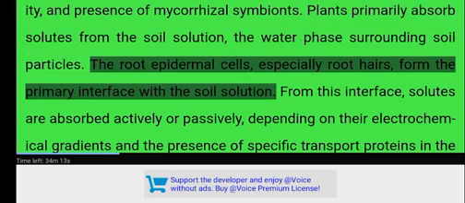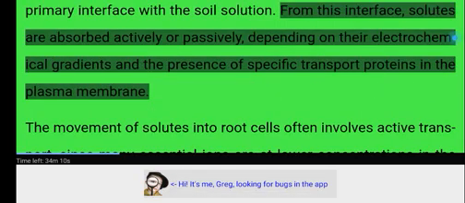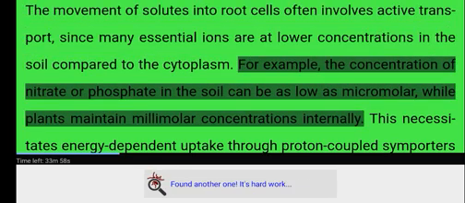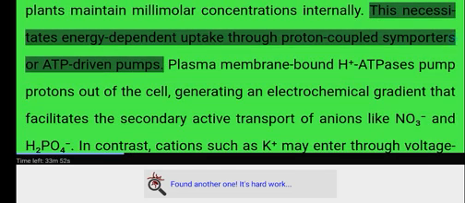The root epidermal cells, especially root hairs, form the primary interface with the soil solution. From this interface, solutes are absorbed actively or passively, depending on their electrochemical gradients and the presence of specific transport proteins in the plasma membrane. The movement of solutes into root cells often involves active transport, since many essential ions are at lower concentrations in the soil compared to the cytoplasm. For example, the concentration of nitrate or phosphate in the soil can be as low as micromolar, while plants maintain millimolar concentrations internally. This necessitates energy-dependent uptake through proton-coupled importers or ATP-driven pumps.